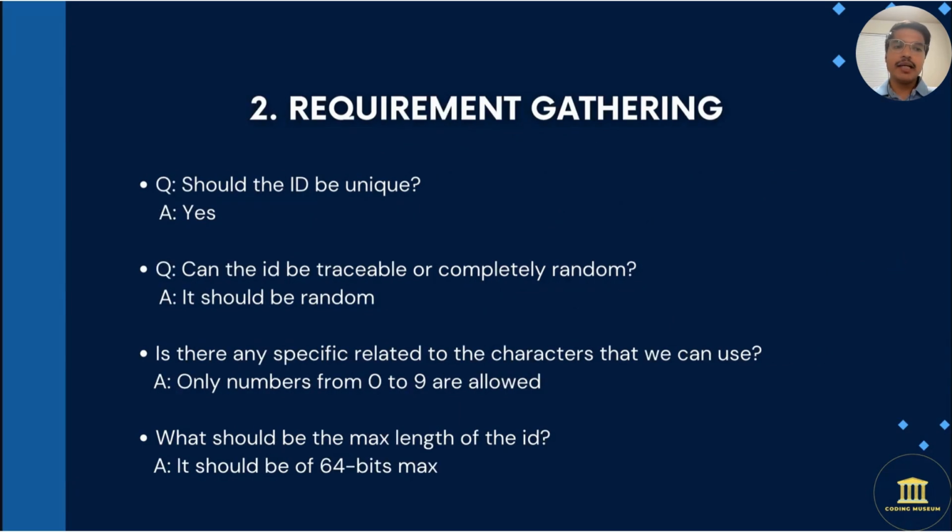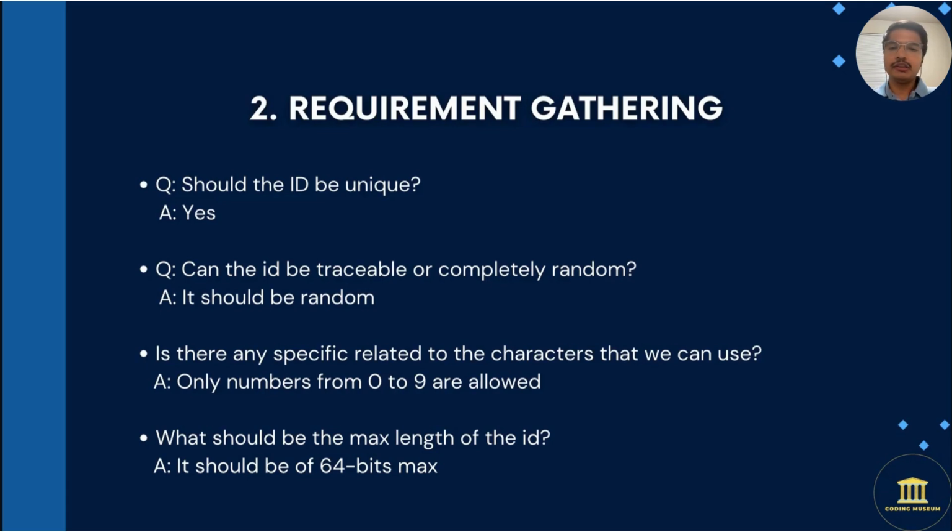Now, in the requirement gathering phase, the goal is to clarify the system constraints and expectations by discussing key questions with the interviewer. For example, should the ID be unique? And the interviewer might respond, yes, every ID must be globally unique. Can the IDs be traceable or should they be completely random? Is what you can ask. As a second question, the interviewer might respond it should be random, ensuring no predictable pattern.